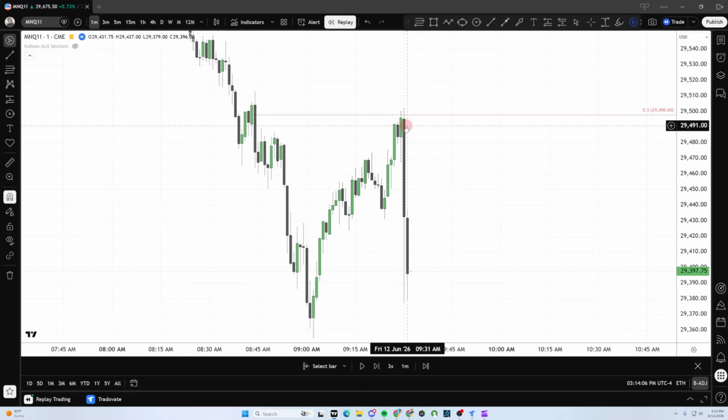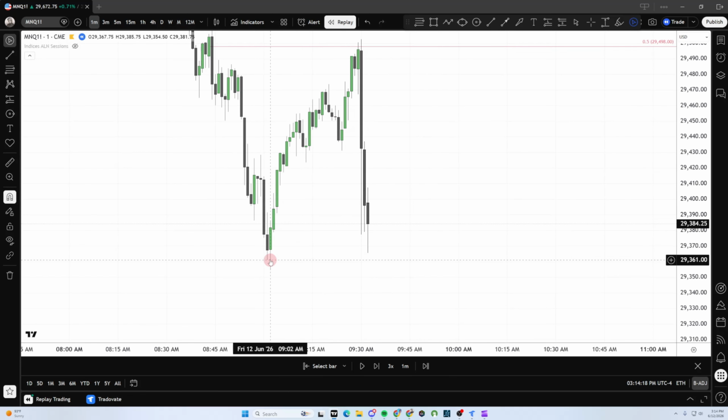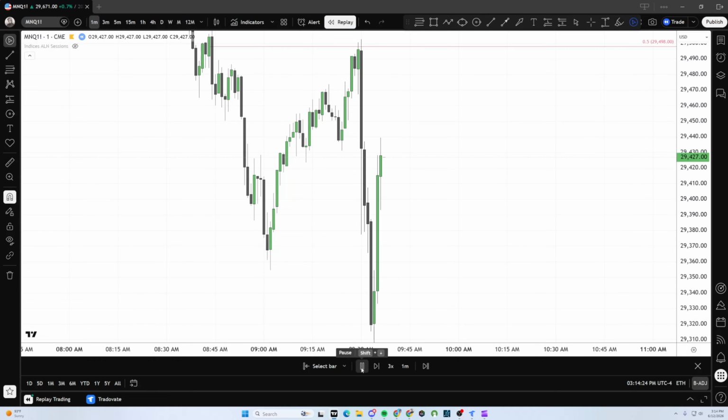Okay, so here's our 929. This is our 930 candle. So we had tested it twice. Strong move down. Do we sweep this level? Actually, I don't remember. Let's see. Yeah, we do.